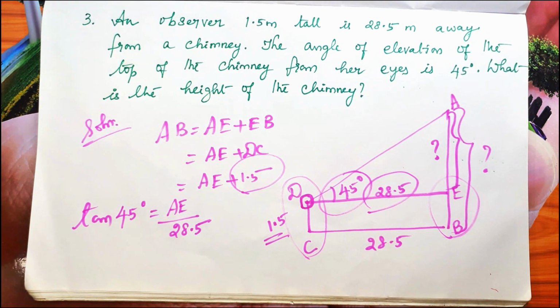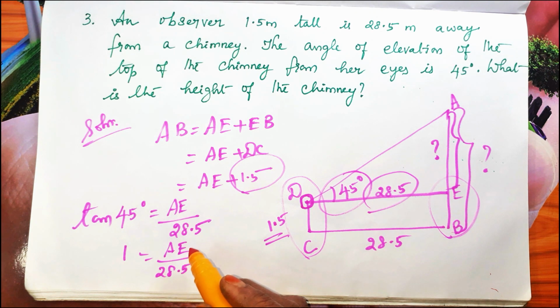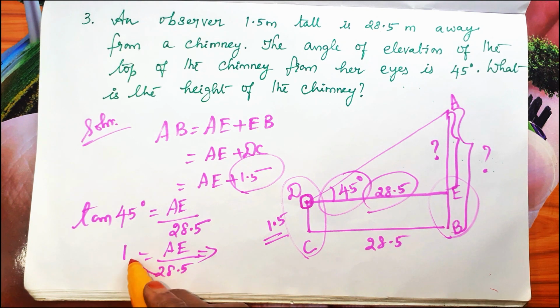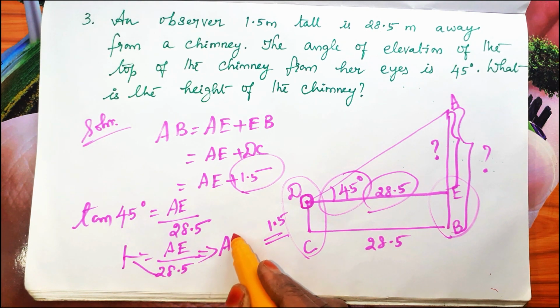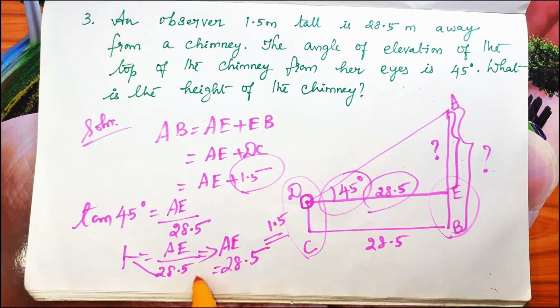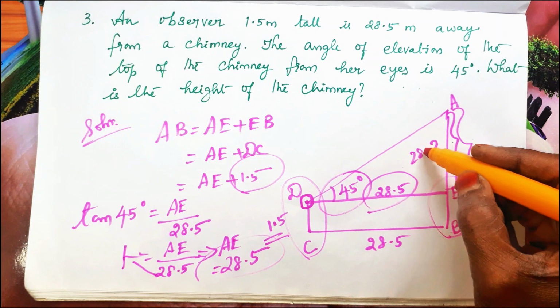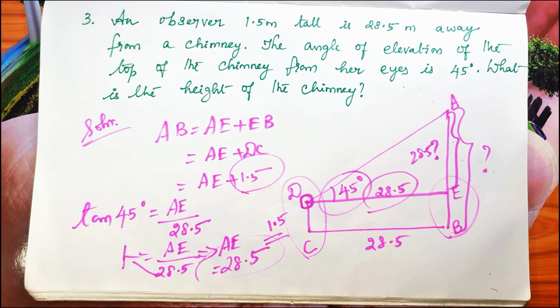And tan 45 is 1. So 1 is equal to AE by 28.5. So what is AE? AE is equal to 28.5. We have to multiply this. AE is equal to 28.5. What do we have to calculate?